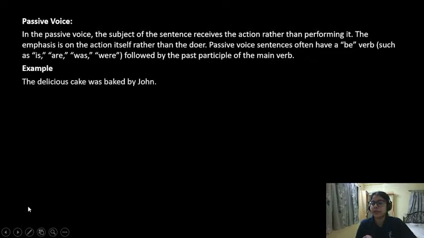Okay, see the same example. John baked a delicious cake. Changed to passive voice where the focus is now not on John but on the cake. Okay, so here the focus is not on the doer but on the action itself. So the delicious cake was baked, okay, by John is optional, but you can also add it. The doer also can be added. The delicious cake was baked by John. So our main hero from there has become zero here, or a side hero.